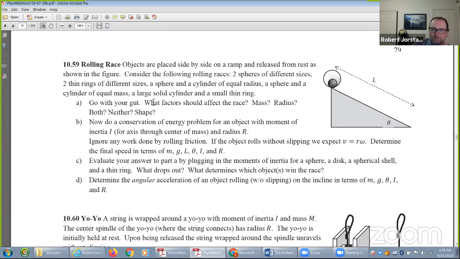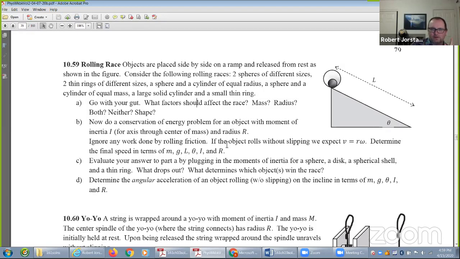So for example, let's say we had a sphere and a cylinder, and we're going to roll that down there. Or what if we had two different spheres, right? I'm just curious, which of these factors you think should affect it? Will the mass affect who wins the race? Will the radius affect who wins the race? Will the shape affect it? Will neither one? Will both? Will something else that I didn't mention do it? All right, so hopefully you have your intuition there.